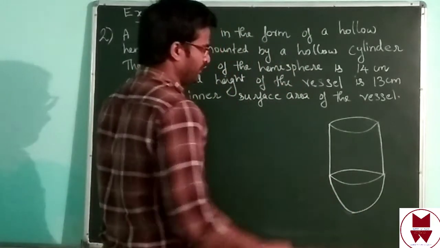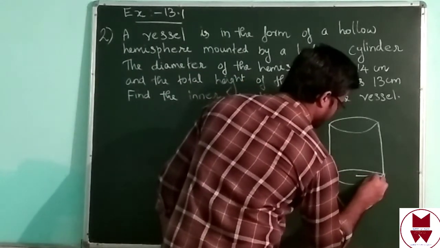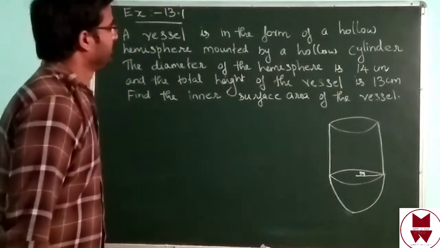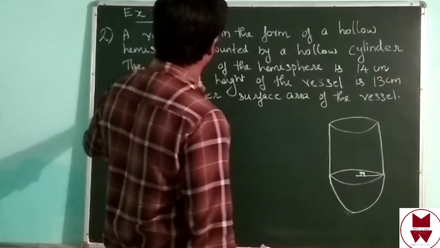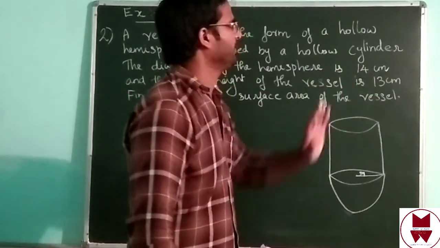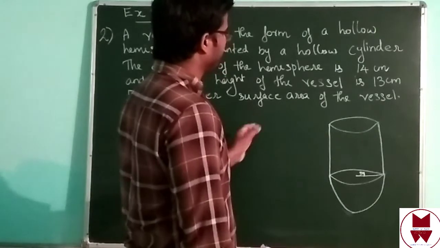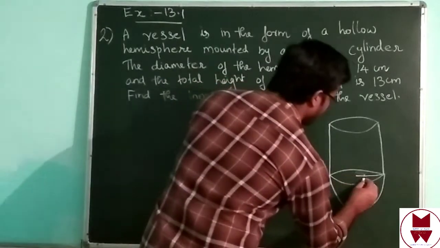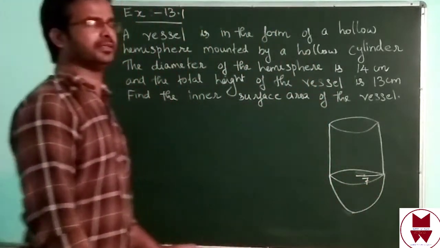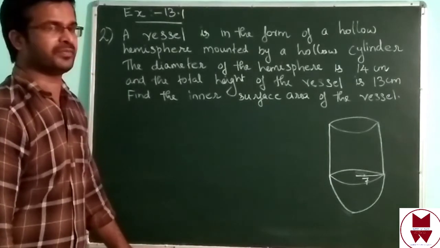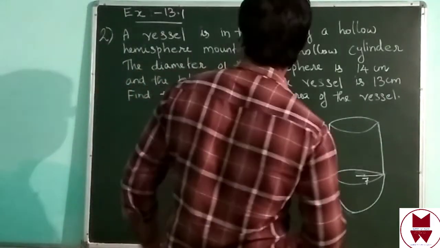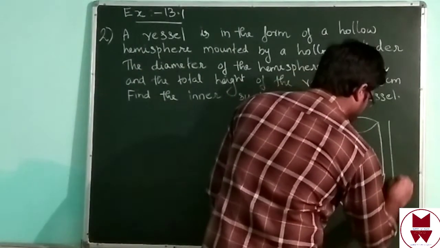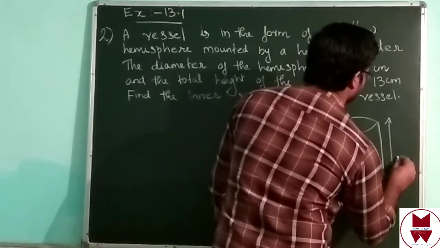This is our figure. We can draw radius R. Then what are the things given here? The diameter of the hemisphere is 14 centimeter, isn't it? Diameter 14 centimeter means radius how much? Half of 14, that will be 7. We can write the radius of that hemisphere is 7 centimeter. And the total height of the vessel is 13 centimeter.